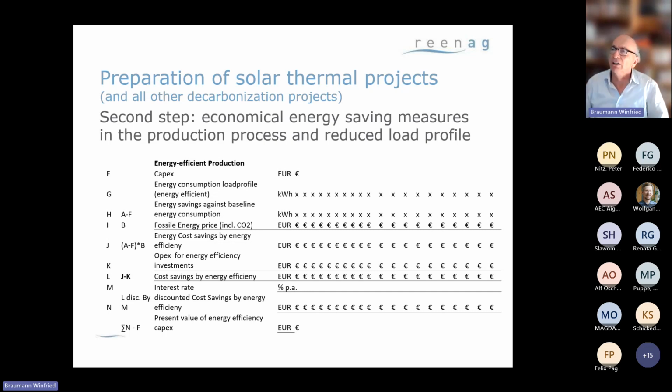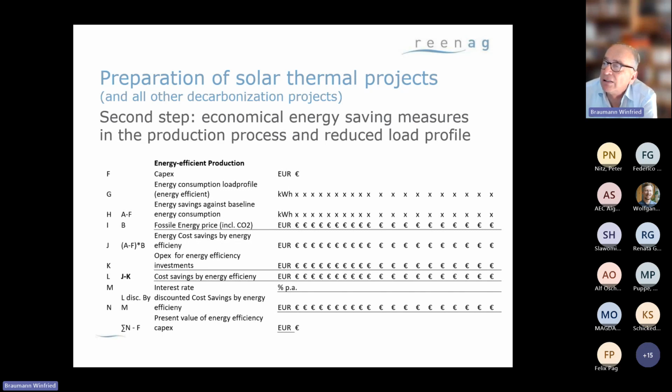So again, looking at the calculation sheet, we are starting here with the CapEx. I have to mention here, CapEx have also to be inserted on a net basis. So subsidies have to be deducted from the number which is used here.